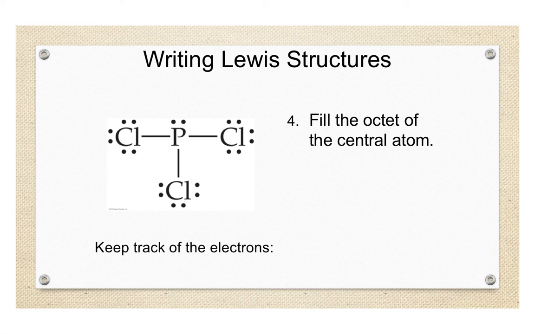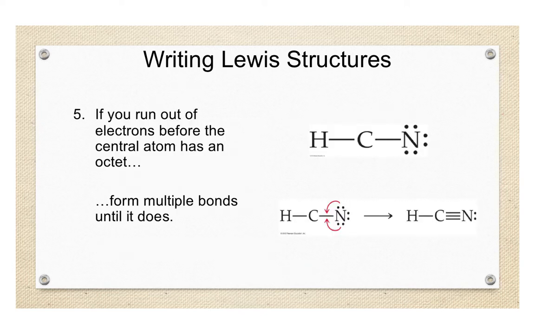Then I fill the octet of the central atom. So I add 2 electrons onto that phosphorus right there. That gives it 2, 4, 6, plus 2 more is 8. We're down to 2 valence electrons. We get rid of 2, and we are at 0. All right, so that's what happens if everything works out perfectly.